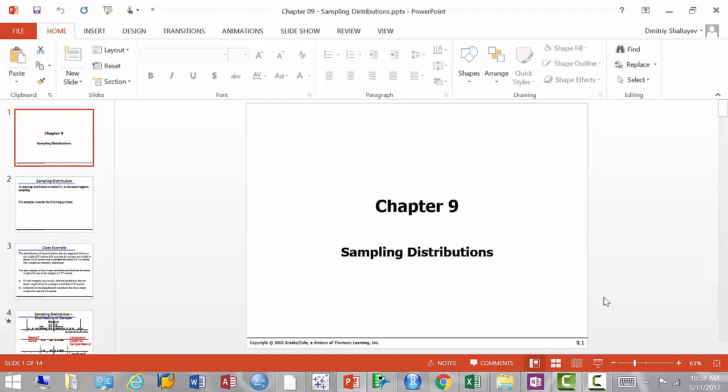Such as, for example, central location. We learned that there are three main ones: mode, median, and the mean. Variability can be characterized by range, but that's very straightforward to compute, but not a very useful measure, right? Then there is variance. Closely related to the variance, there is a standard deviation, and there is interquartile range, coefficient of variability. So these are the measures that are primarily used to characterize the variability.